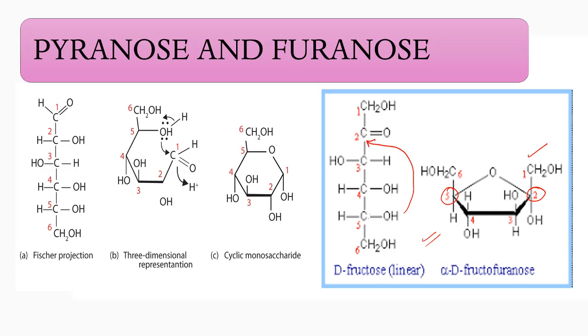First carbon is above the plane of the paper. Sixth carbon is also above the plane of the paper. Okay. Right hand side down, left hand side up. Is that understood? This is the fructofuranose.